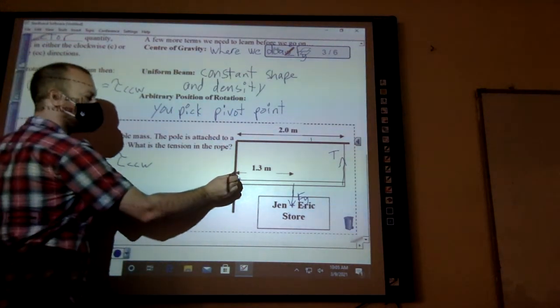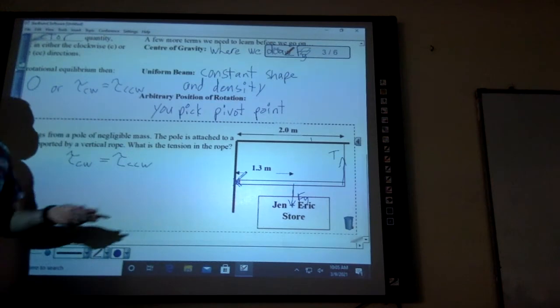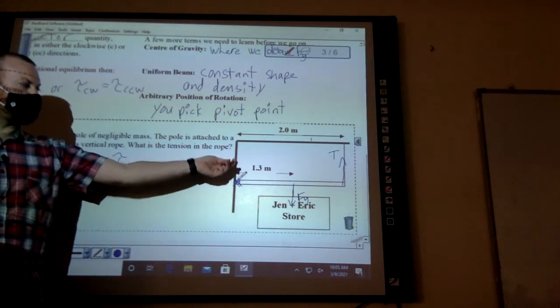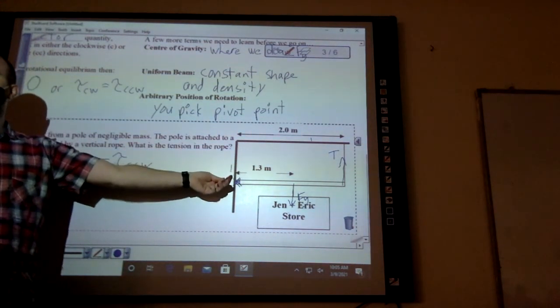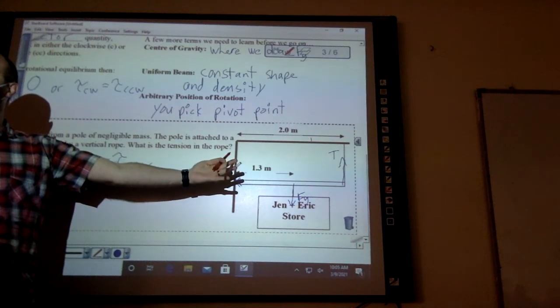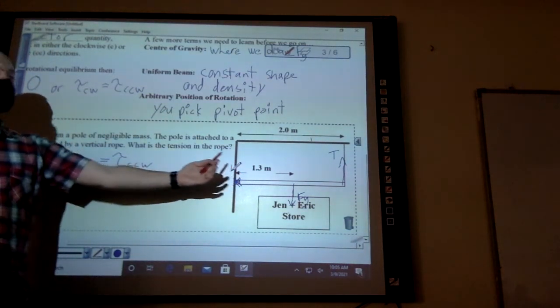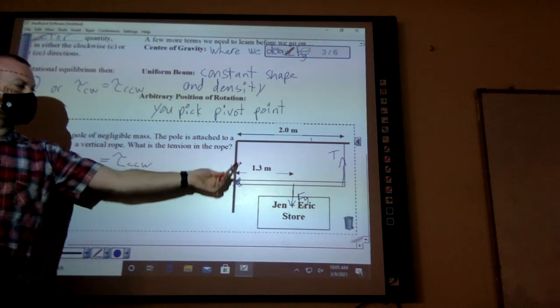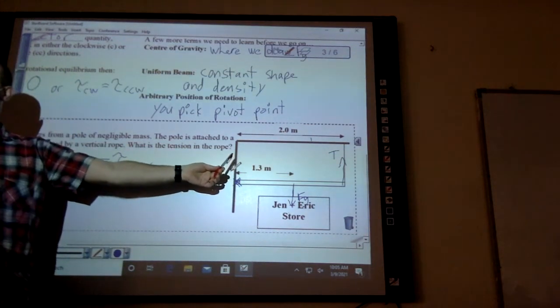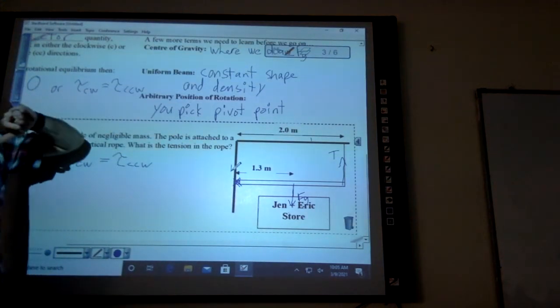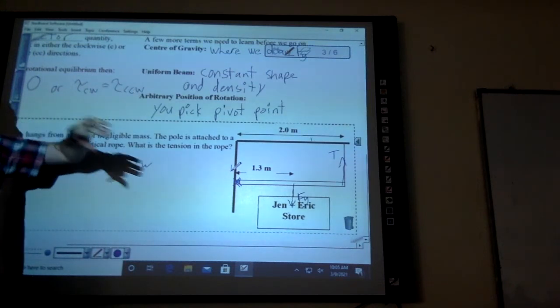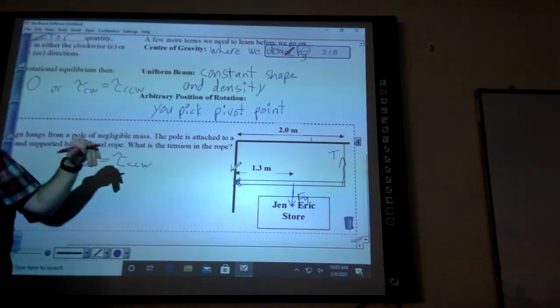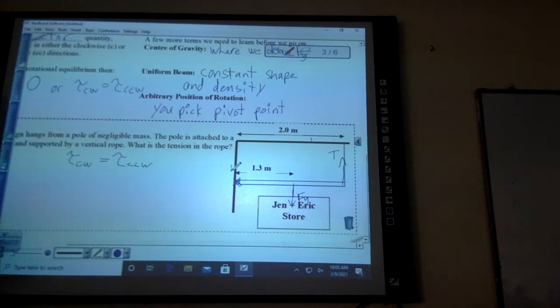So if I pick this as my pivot point, what is the torque by the force upwards at that point? 0. Why? Because if you remember our equation way up here, torque is force times distance. The force here is at a distance of 0. So even though my position of rotation is arbitrary, I can pick it smartly so that I cancel out the forces at that point.